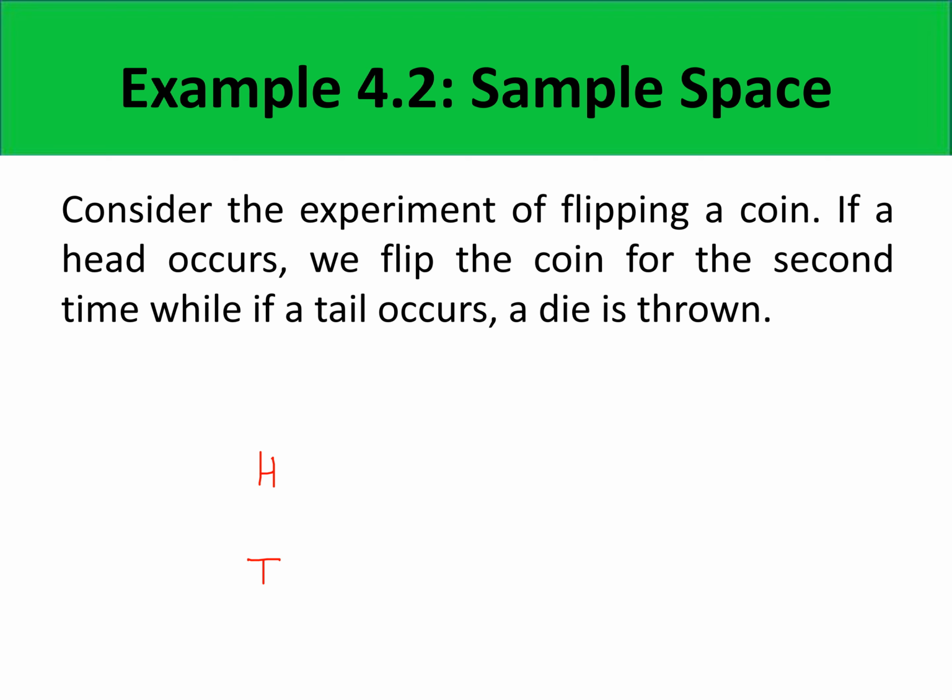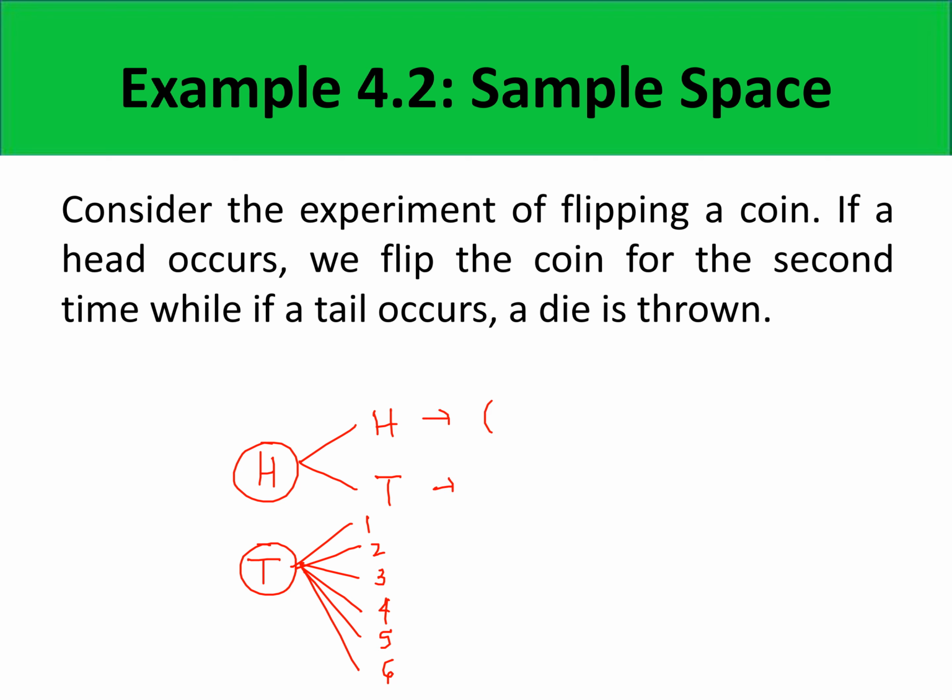If a head occurs, we flip the coin for the second time. So this head here will branch out into two additional outcomes, heads or tails. And then if a tail occurs, this will branch out into 6 outcomes corresponding to 1, 2, 3, 4, 5, and 6, which are the outcomes of rolling a die. So the possible outcomes can be written as follows: head-head, head-tail, and then we have tail-1 up to tail-6.